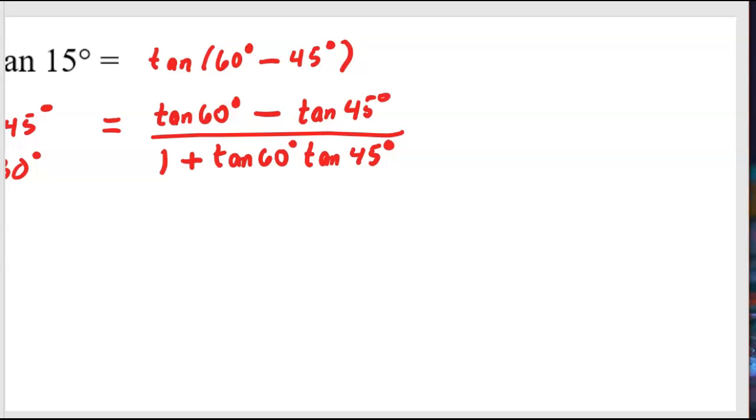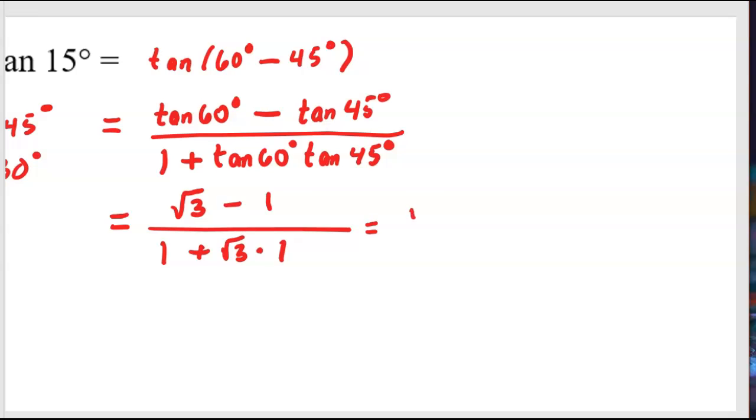So make sure that when you work these problems, you're comfortable with the process. You might have to work the same problem a couple times until you're comfortable. All right, tangent of 60 degrees, root 3, minus tangent of 45 degrees, that is minus 1, over 1 plus root 3 times 1. So then I simplify. Root 3 minus 1 over 1 plus root 3.